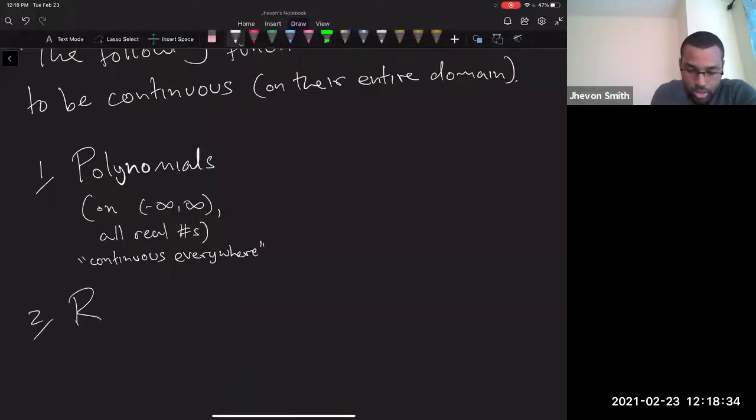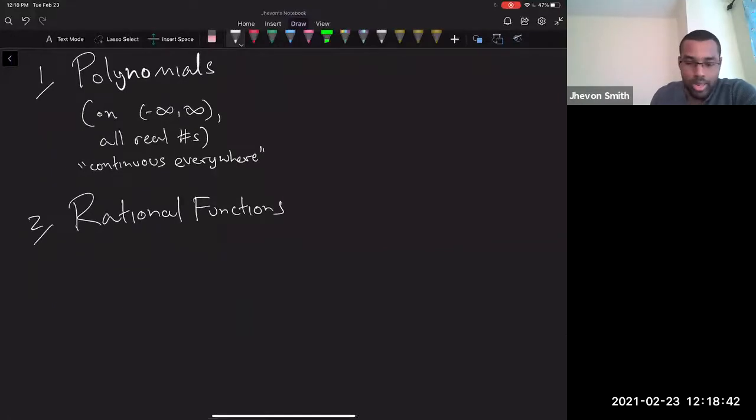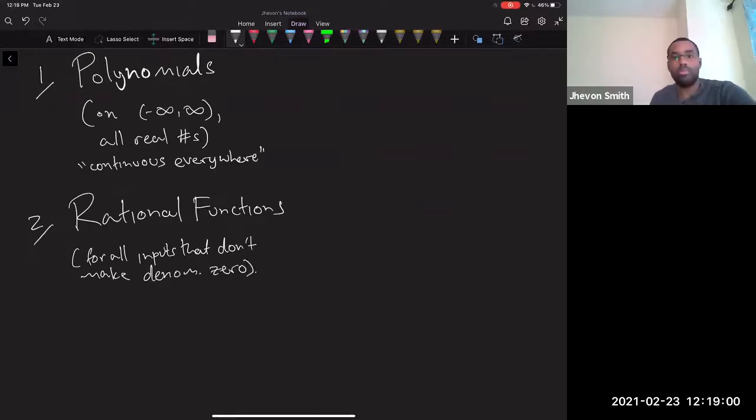Second type of function, rational functions. We spoke about that last time. Rational functions are continuous on their domain. That means for all inputs that don't make the denominator 0, they're continuous there. As long as you're not dividing by 0, you're continuous. The limit from either side approaching a point is going to equal the value of the function at that point.